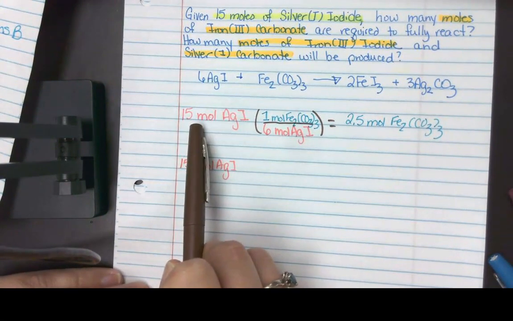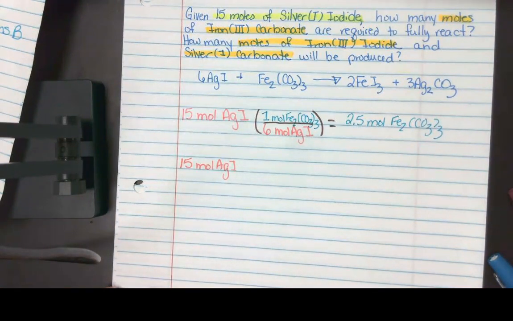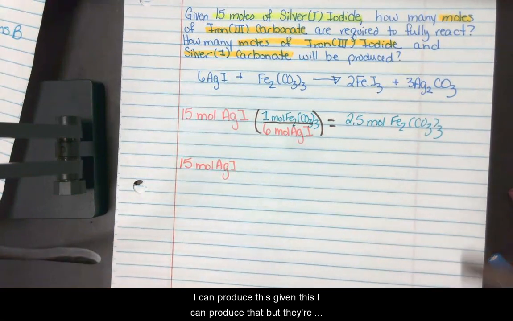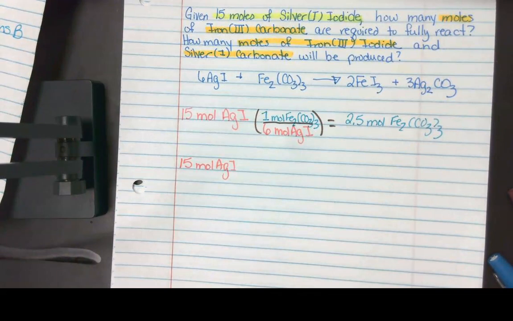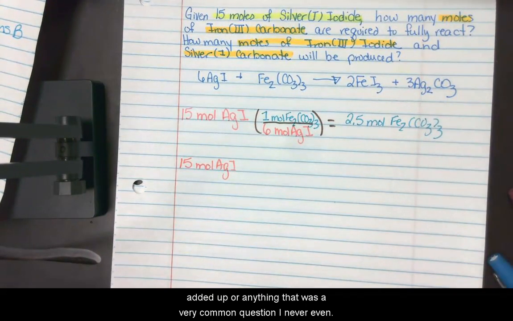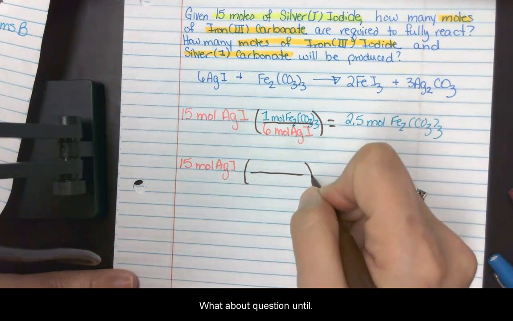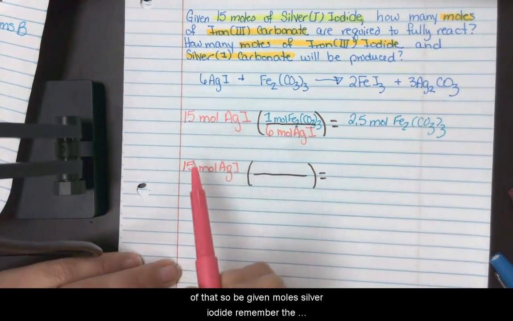Given this, I need that. Given this, I can produce this. Given this, I can produce that. But they're not added up or related to each other in any way outside of given this to that. They don't at the end get added up or anything. That was a very common question. I never even thought of that question until someone asked me, so I figured I would just get ahead of that. So we're given moles silver iodide.